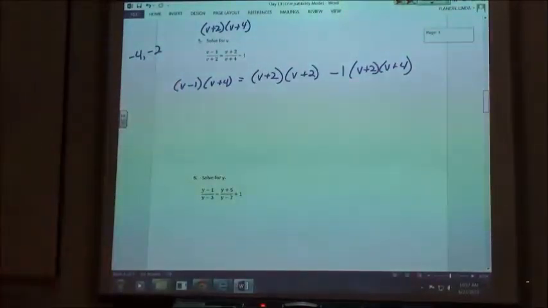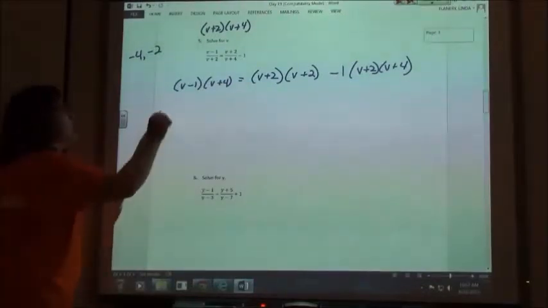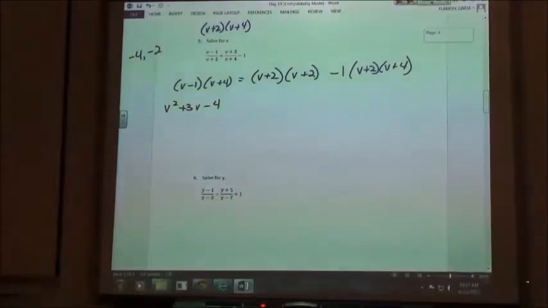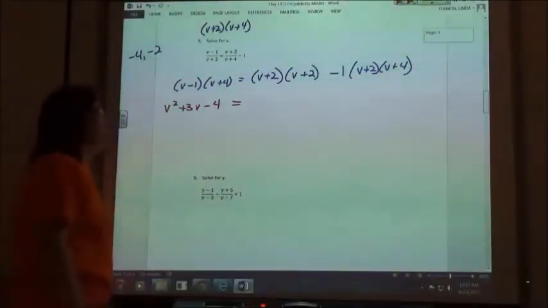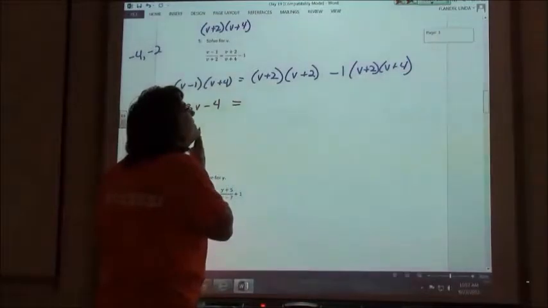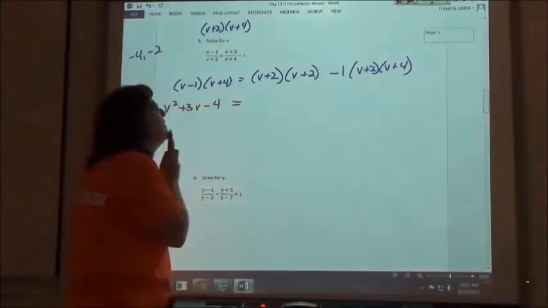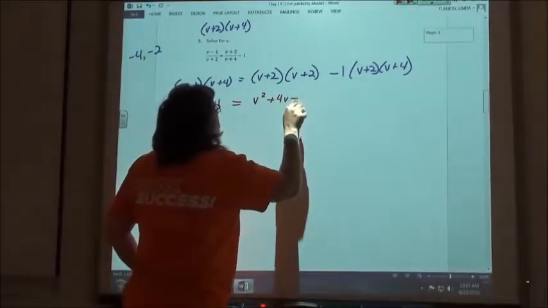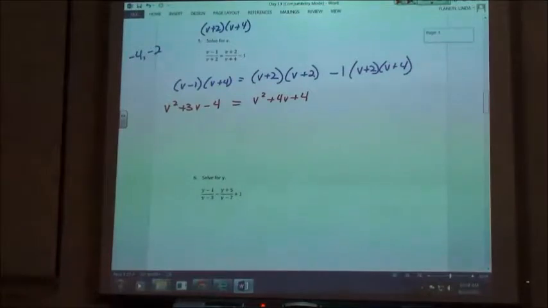So FOILing that first one out, what would I get when I multiply that all out? V squared plus 3v minus 4. On the other side, if I multiply v plus 2 times v plus 2, I get v squared plus 4v plus 4, exactly.